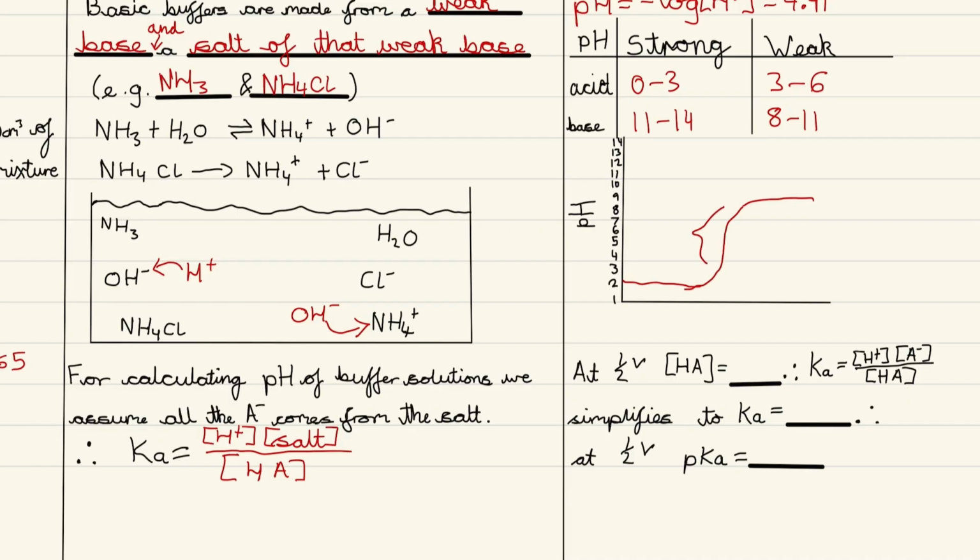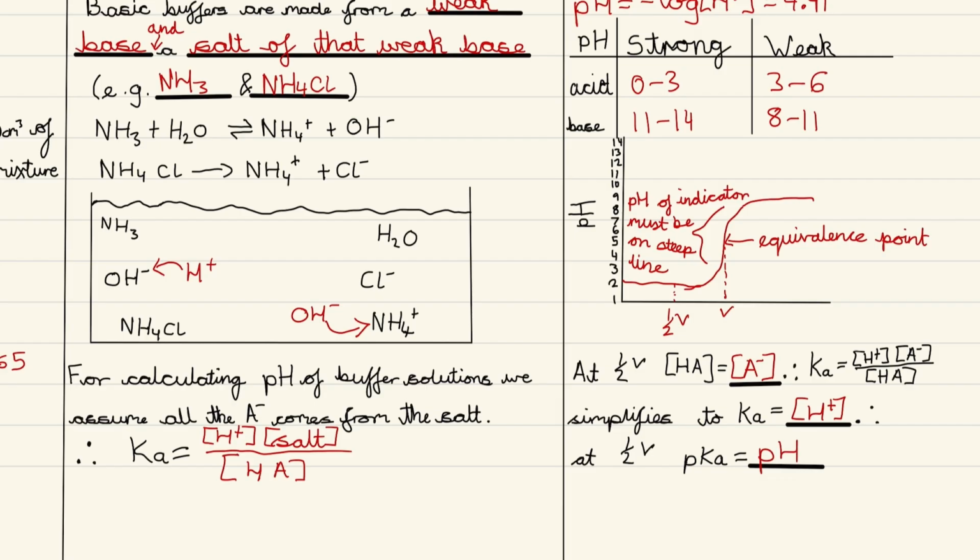And one thing you need to make sure is that the pH of the indicator is on the steep line. This point here is called the equivalence point. And if we call that volume V, then at half V, the HA concentration is equal to the A- concentration. And so the Ka expression would simplify to H+. And as a result, pKa is equal to pH.